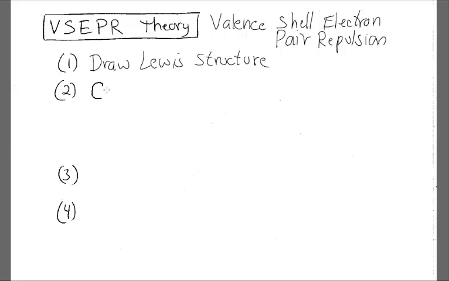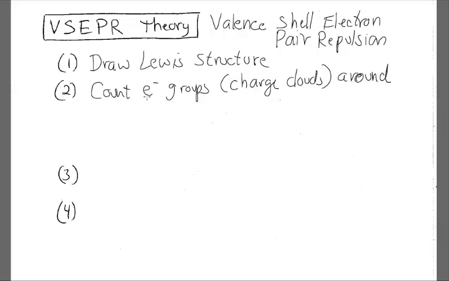Second step, count the number of electron groups, sometimes called charge clouds. So count the electron groups around the central atom. Okay, so what's an electron group? A lone pair of electrons is a group. A single bond is a group. A double bond is a group. And a triple bond is a group. So those are each one group.